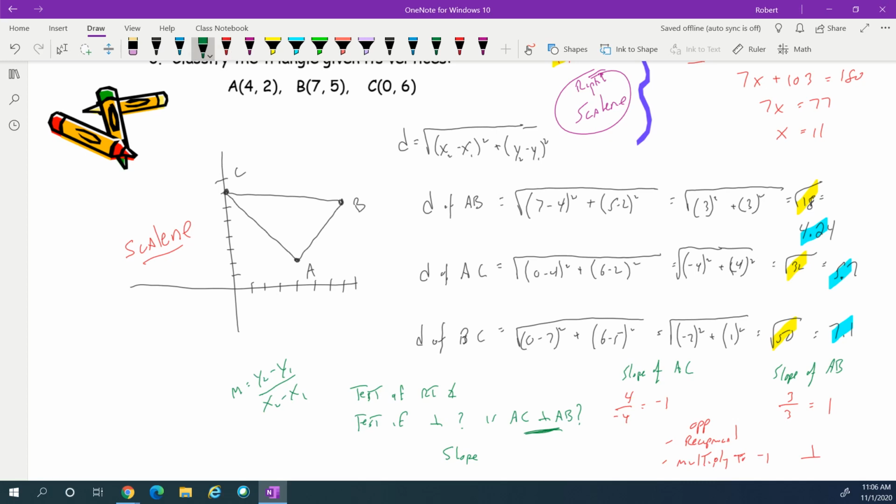So is AC perpendicular to AB? Yes, absolutely. Which means, what kind of triangle do we have? We have a right triangle. And specifically, we have a right scalene triangle. So all that work was first marking period work. Find the distance of 3 different segments. Test if these 2 segments are perpendicular. And when we put all of that together, we found out that those 3 points make a right scalene triangle.